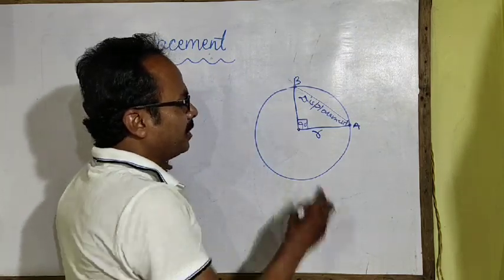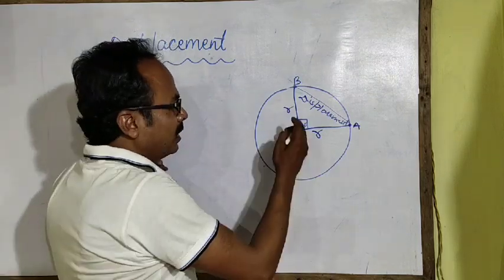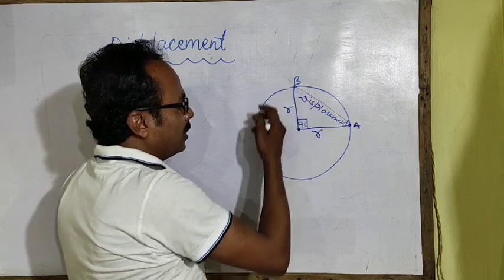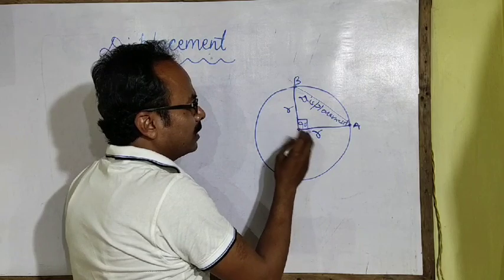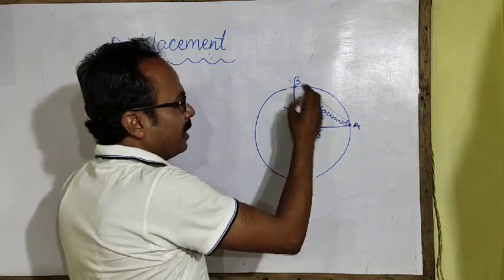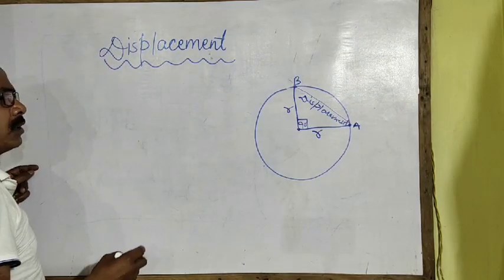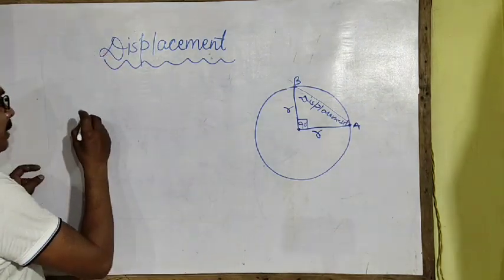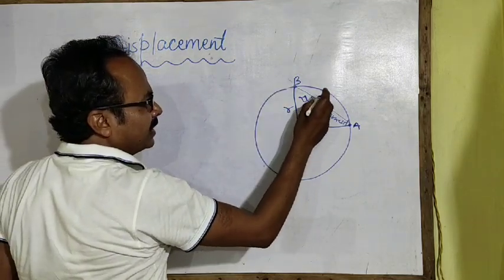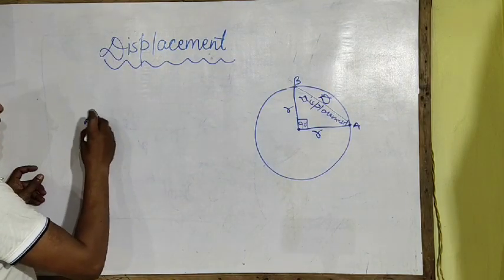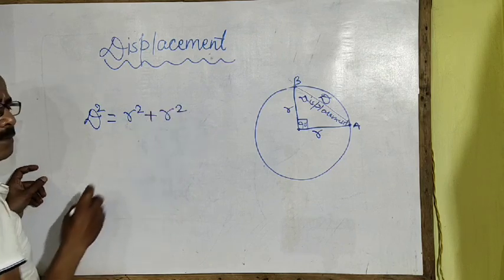Suppose we have given this r, this would also be the r, because the distance from the center to the arc in every direction is equal. So both the distances are r. Now we have to find out the displacement. Here we can apply the Pythagoras theorem. Suppose this length is D. So here D square equals r square plus r square.